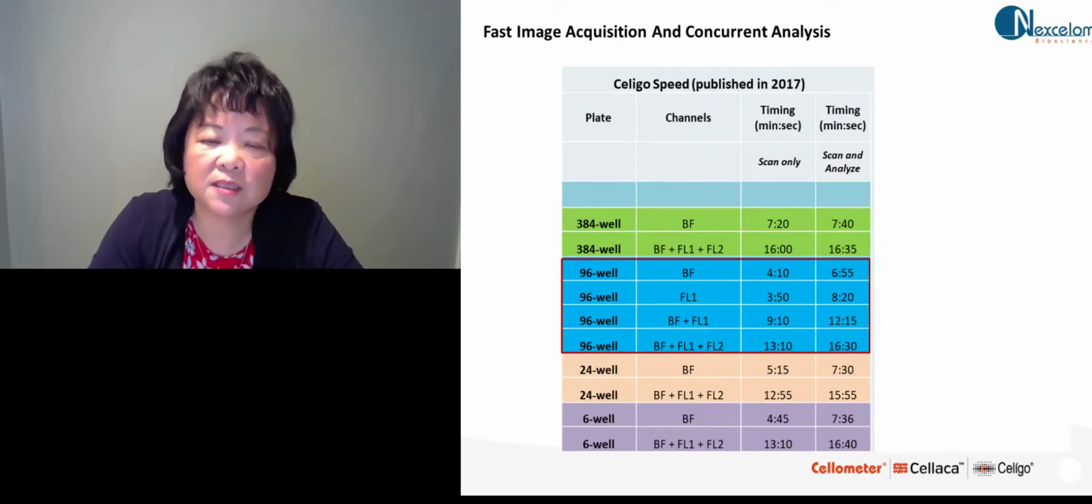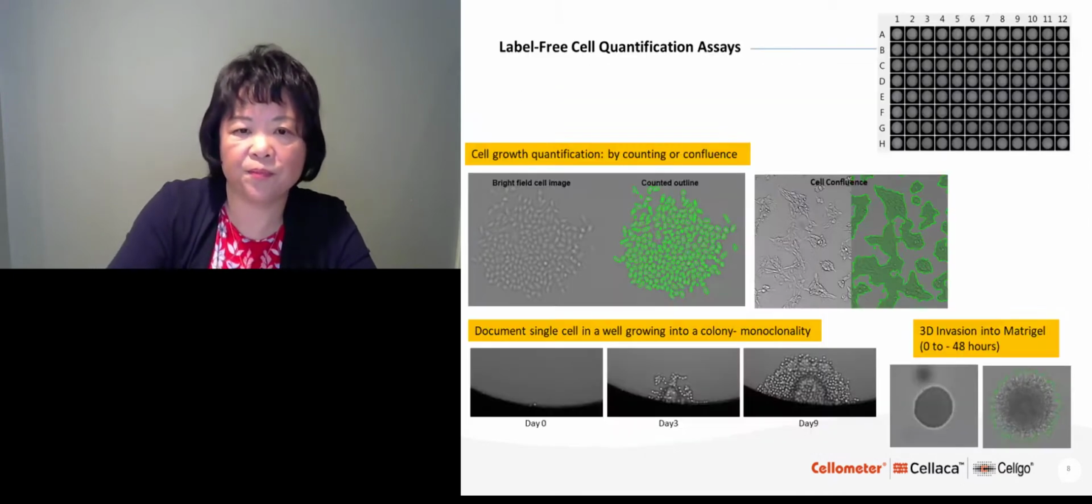So this is a quick summary of various different well formats and speed performance for them, produced about 3 years ago. Since then, there are improvements for all of it. And it is important to note, we don't just stitch whole-well images for 96-well, we also present for 24-well as well as 6-well.